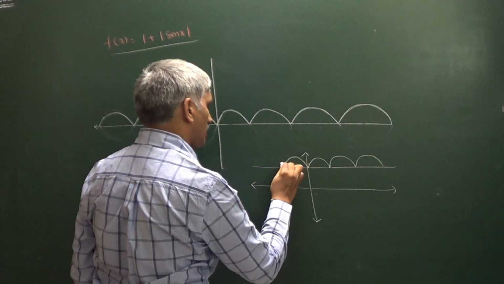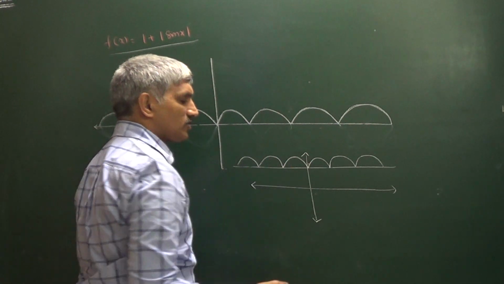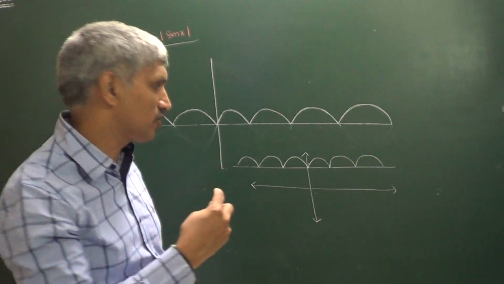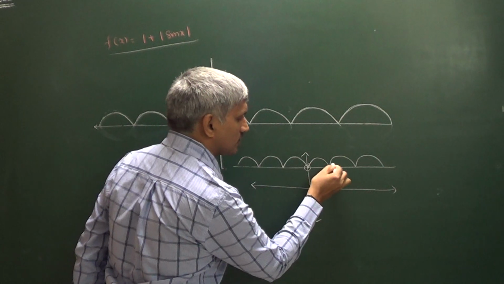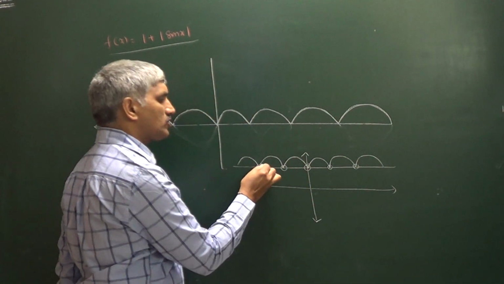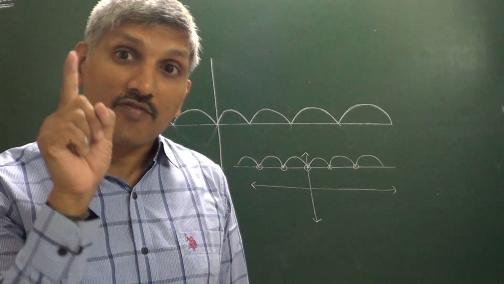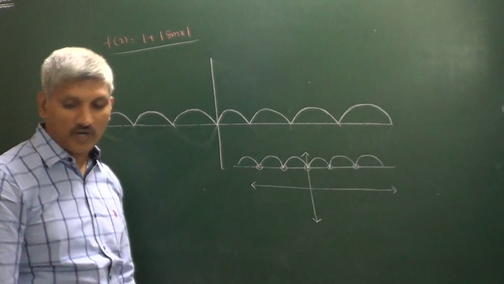So the function is continuous everywhere. The number of points of discontinuity is 0 because we are getting a continuous graph. But this is the sharp edge. At all these points we have a sharp edge. That's why, along the real line, we have an infinite number of points of non-differentiability for this function.